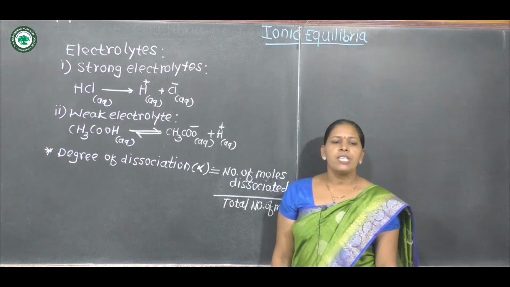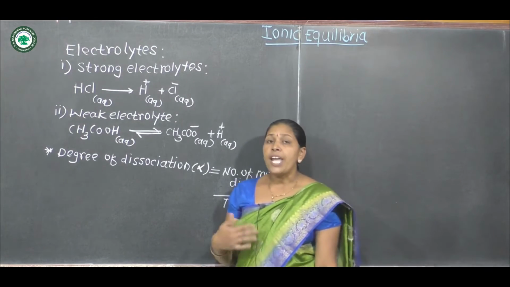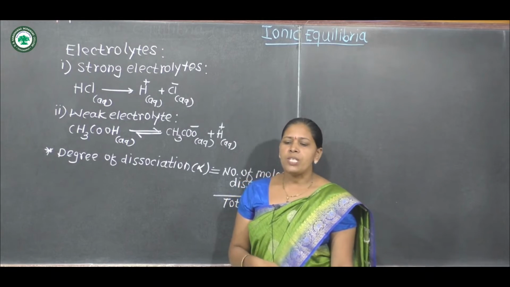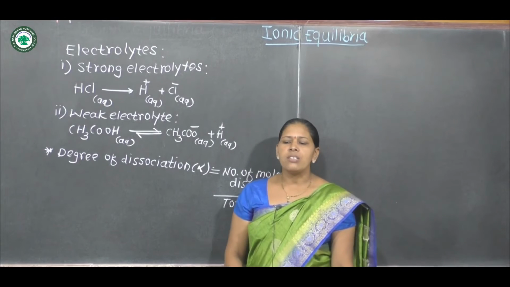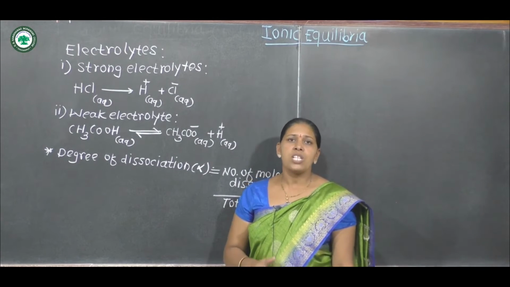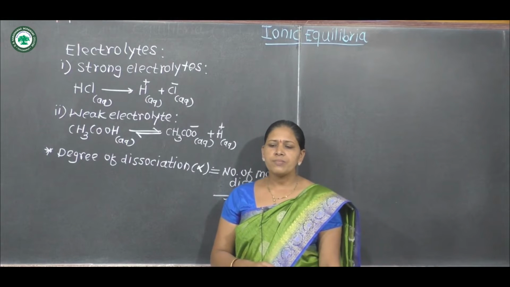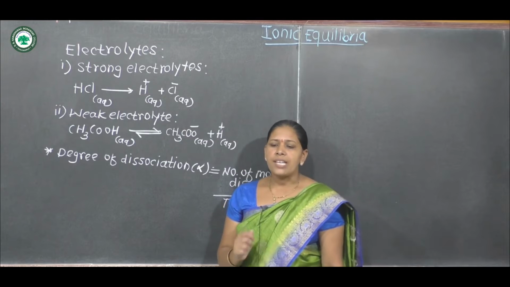From this formula we can calculate degree of dissociation. And why is it necessary to calculate degree of dissociation? From degree of dissociation we can calculate the H plus ion concentration or OH minus ion concentration, or concentration of cation, or concentration of anion.